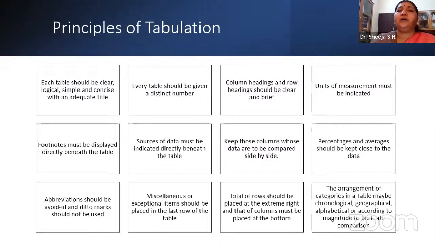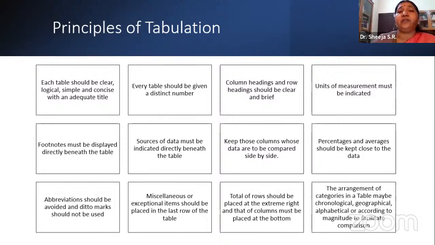So every table should be given a number, and column heading and row heading should be clear. You have to write down column as well as row headings, and units of measurement should be indicated. If you are measuring income, you have to write it is measured in terms of rupees, or if you are specifying weights, then kilos. So whatever be the unit of measurement, that should be indicated, and you can use footnotes below the table, and data source should be given.